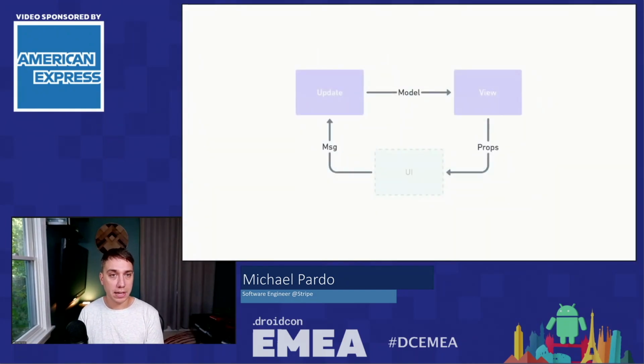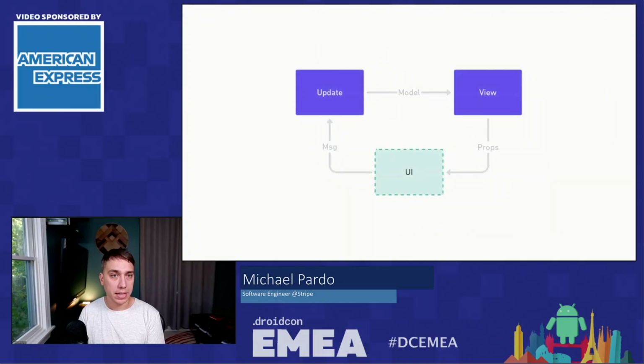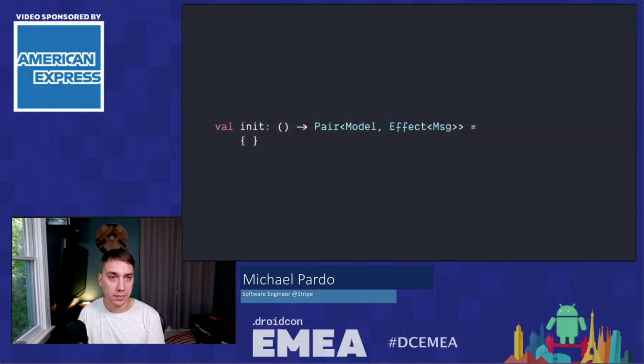So now that we've defined the data structures, let's take a look at the functions that consume and produce these data structures. You might have noticed something missing in the MVU diagram. How do we begin the unidirectional loop? And this is achieved by providing an initialization function. This function takes no arguments and returns the initial state of the app as a model. And we also pair that initial state with an effect.